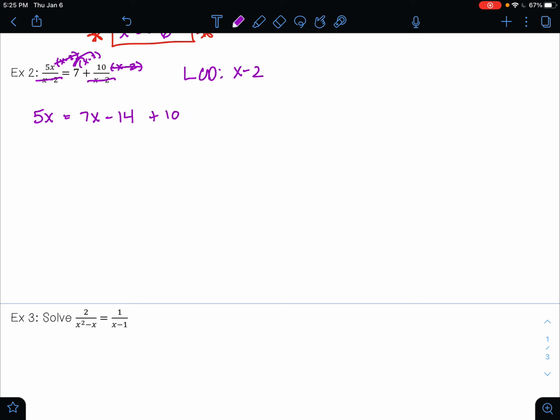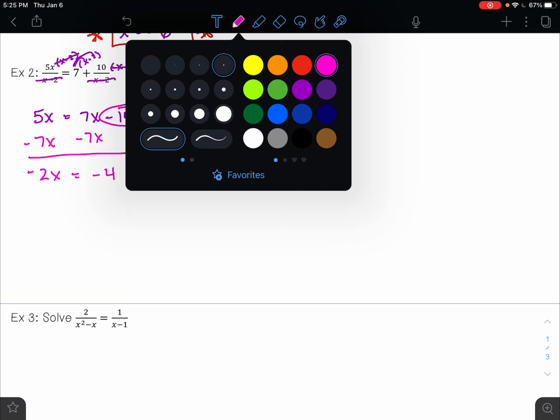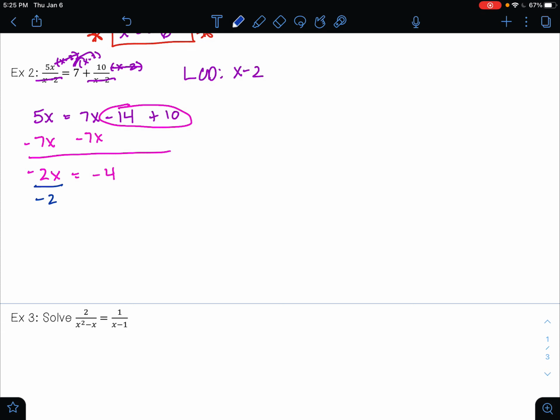From here, I have a linear equation that I can solve, just like you did in Algebra 1. The first thing I'm going to do is get my x's on the same side. So I'm going to subtract 7x on both sides. So I'm going to have negative 2x, and then negative 14 plus 10 is negative 4. To undo multiplication, I'm going to do division, and I'm going to get x equals positive 2.